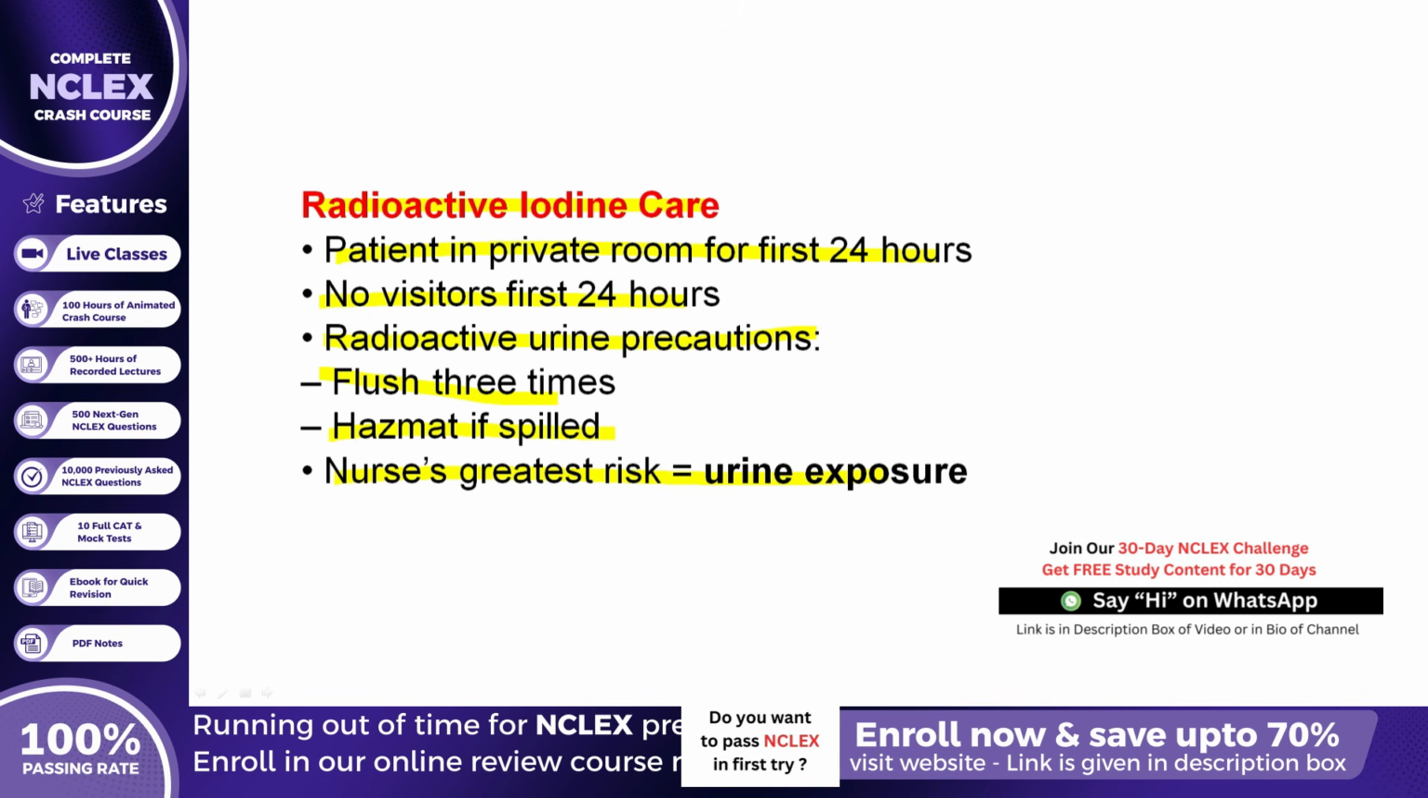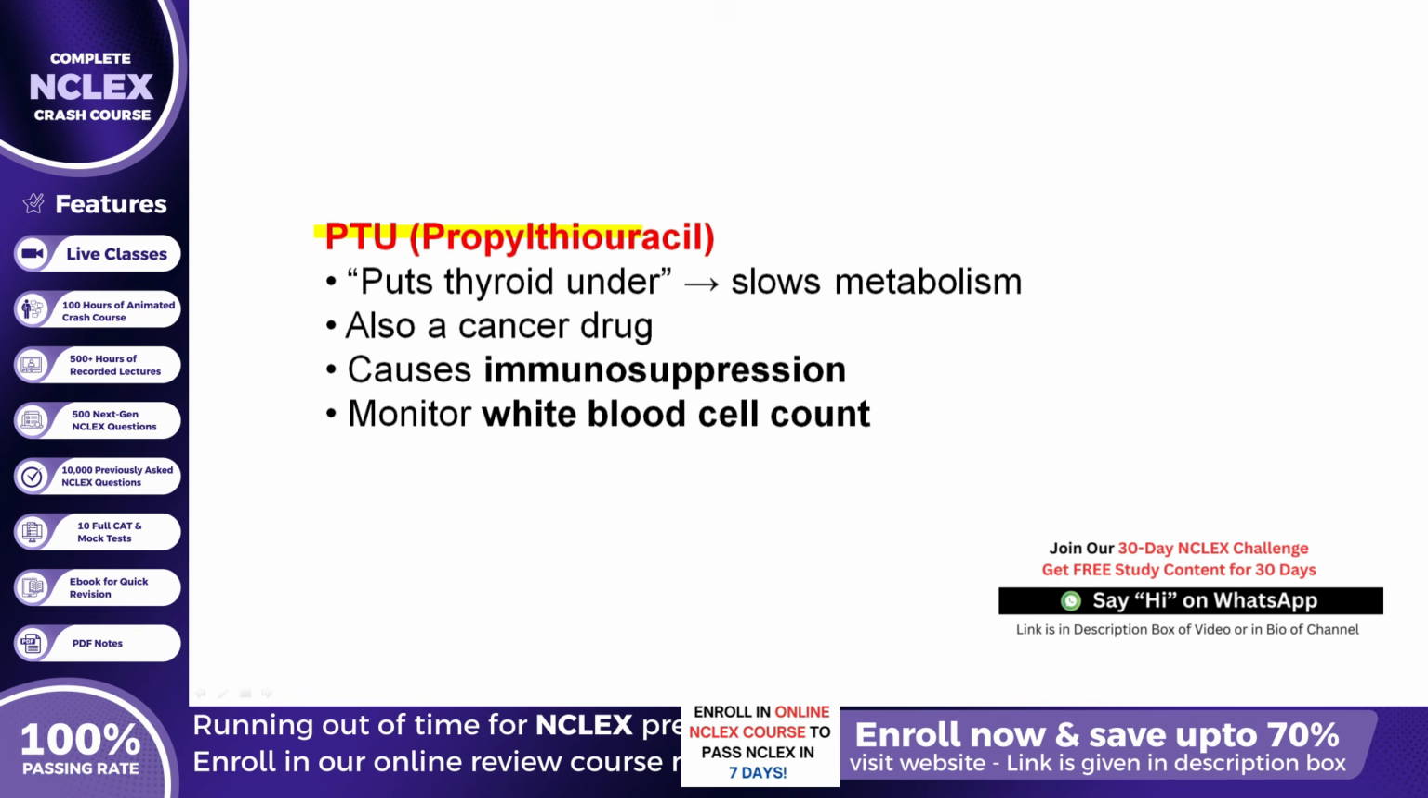Now let us shift to PTU, or propylthiouracil. And the first thing to understand is that it puts the thyroid under and slows metabolism. Another important point is that PTU is also a cancer drug. We then acknowledge that PTU causes immunosuppression. And because of that effect, the nurse must monitor the white blood cell count.